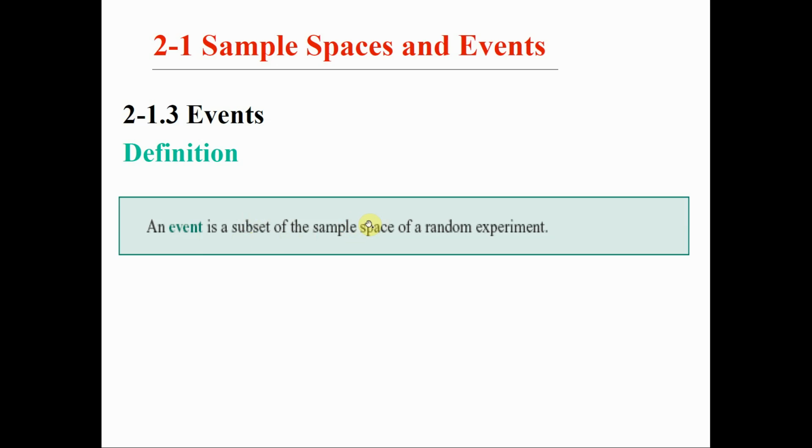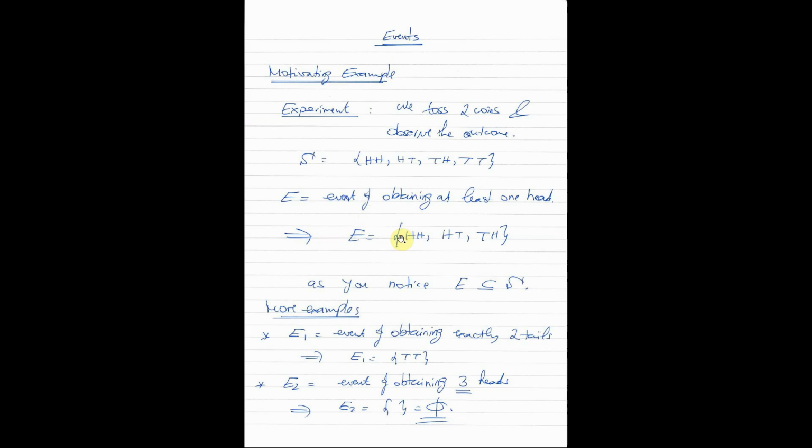Usually, an event has a meaning as well. It basically identifies a case of interest. So that's why I thought the best way to proceed is to use my own notes here and a motivating example. Let me start with one of the experiments that we talked about last time. The experiment is we toss two coins and we observe the outcome. So we have two coins, we toss them, and we simply observe the outcome of both coins.